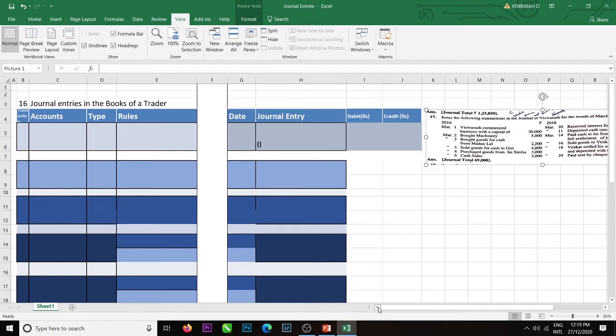So transaction 1 is: Vishwanath commenced business with a capital of 30,000. First we have to write problem number 17. Journal entries in the books of Vishwanath.